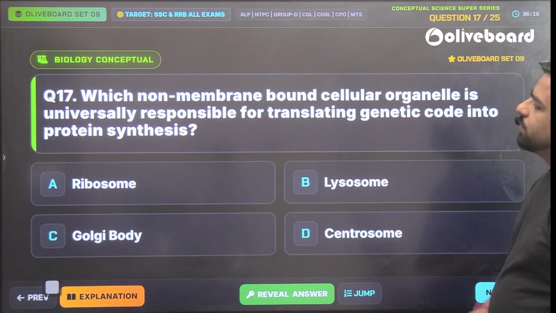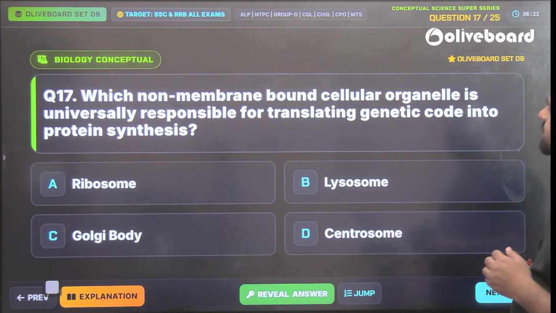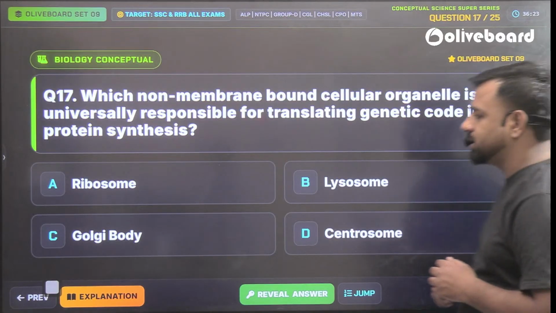Next. Which non-membrane bound cell organelle is universally responsible for translating genetic code into protein synthesis?